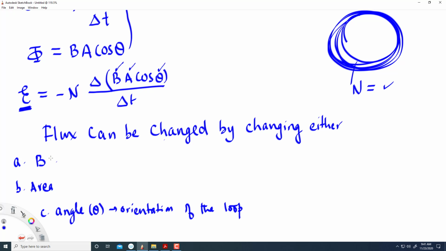So if I change the magnetic field, what will be the EMF? So we have minus n. I'm changing just the magnetic field. Okay, I'm not changing A and cosine theta. That means these two are constant for this case. So I can pull this out of the parenthesis. So I can pull A out, I can pull cosine theta out, and I'm changing B, okay, with time. So that's when I'm changing B.